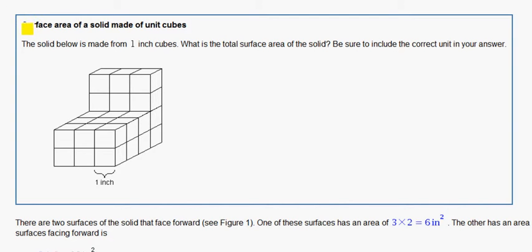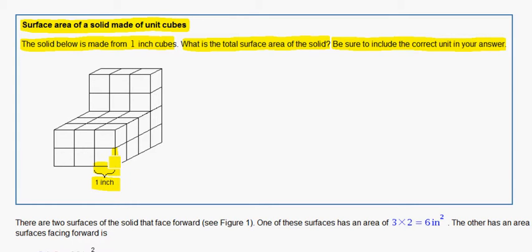In this problem, we are working with surface area of a solid made of unit cubes. The solid below is made from 1-inch cubes. What is the total surface area of the solid? Be sure to include the correct unit in your answer. So each cube has 1-inch sides.